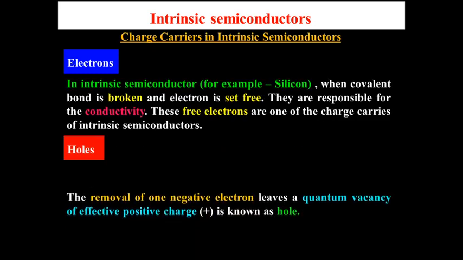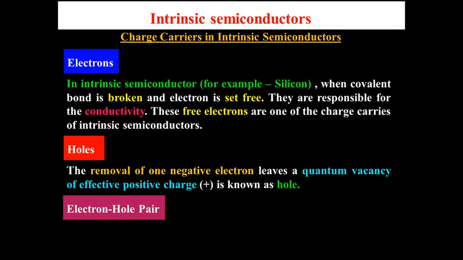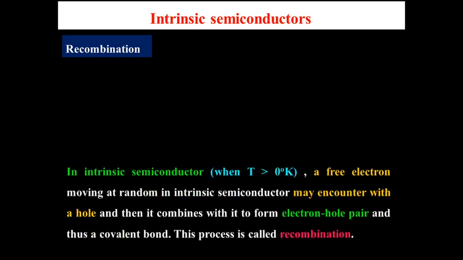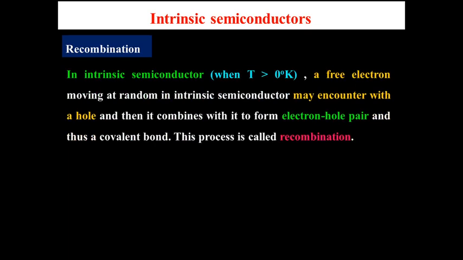Okay, so these are the details about the intrinsic semiconductors. So we have seen what intrinsic semiconductors are, what the examples are, what happens at 0 degrees Kelvin and above 0 degrees Kelvin, and we have seen the generation of charge carriers, what the charge carriers are, and the processes that happen inside the intrinsic semiconductor.